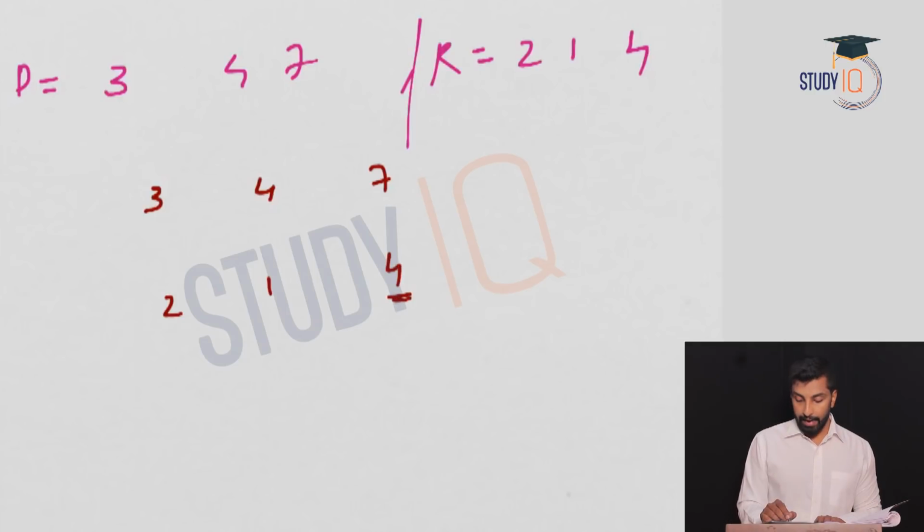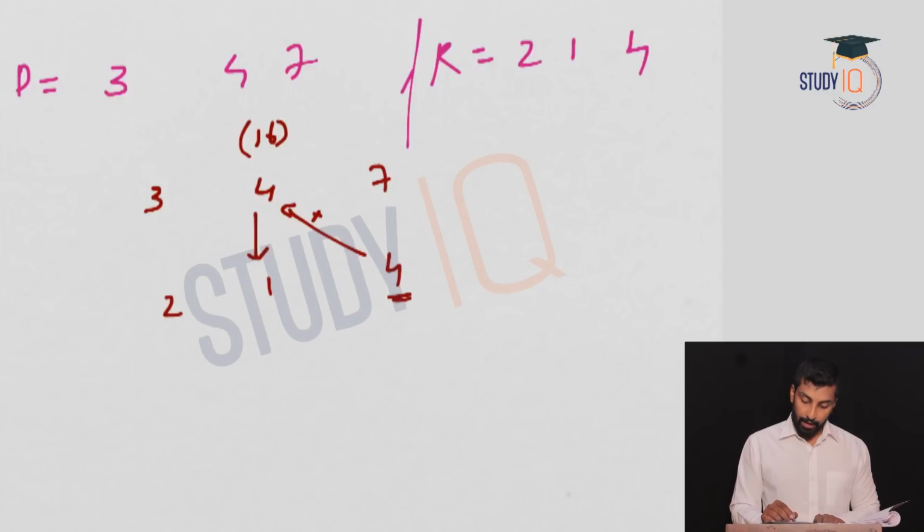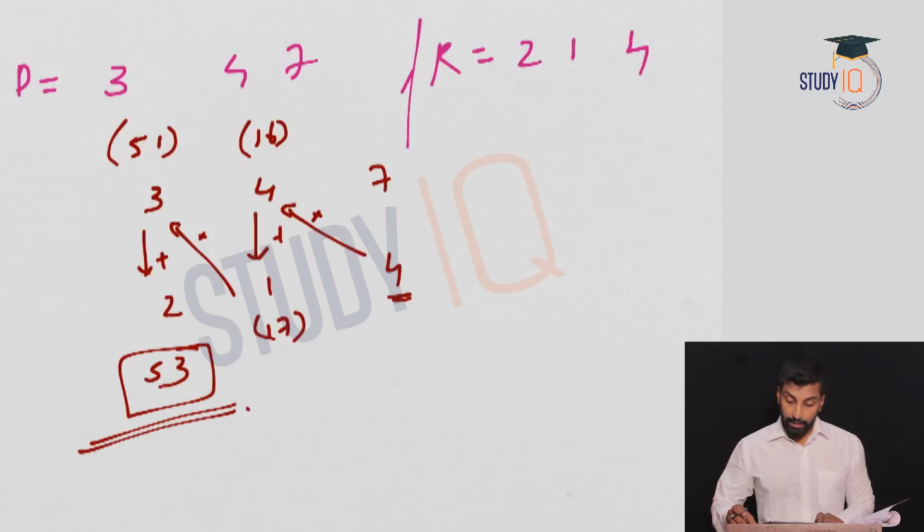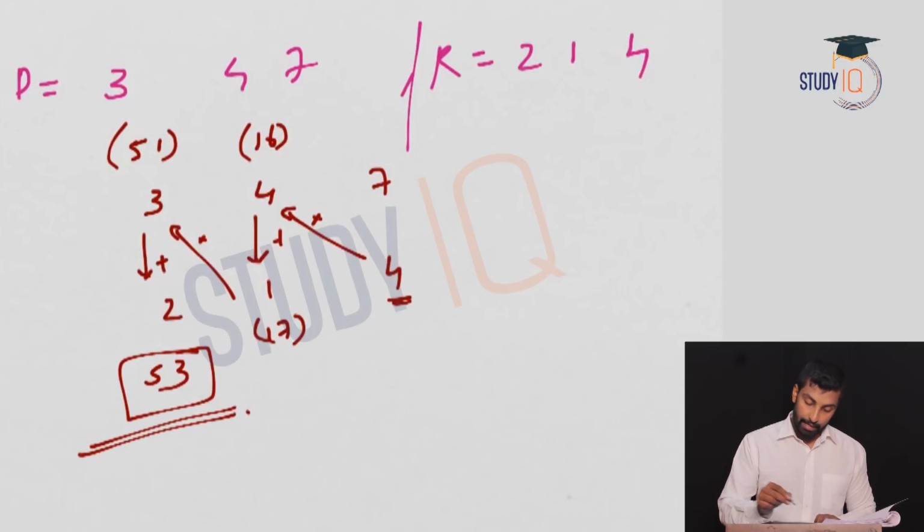Start from here. Diagonally, you multiply 4 into 4, 16. Vertically, you add, you get 17. Diagonally, you multiply, you get 51. Vertically, you add, you get 53. So what is the answer? 53.